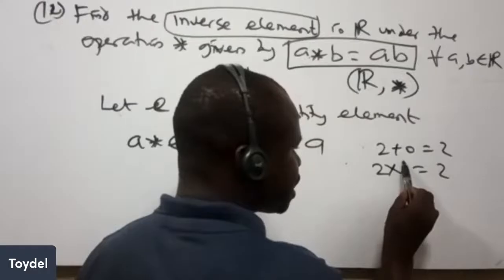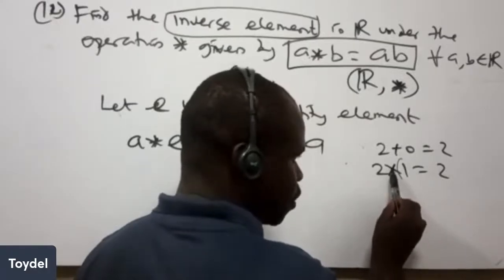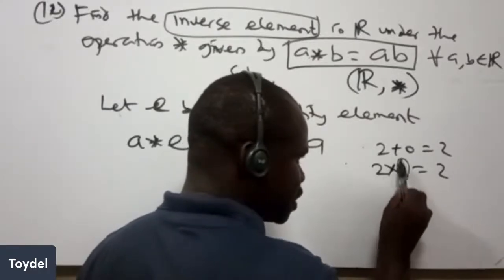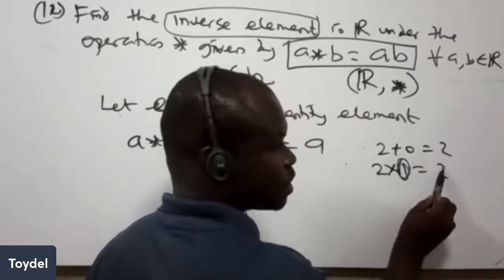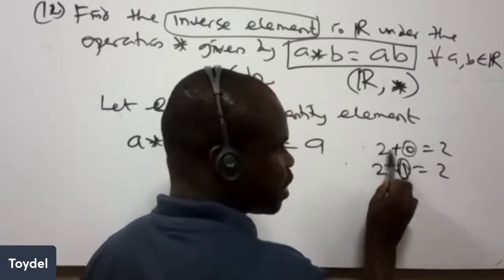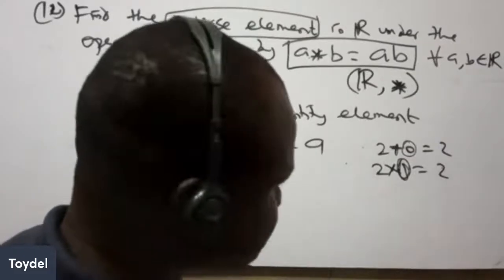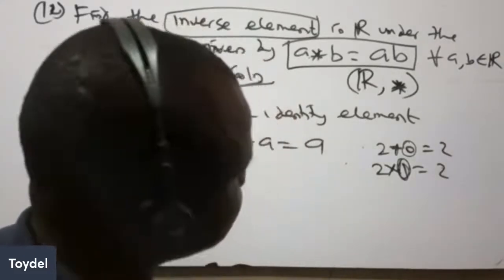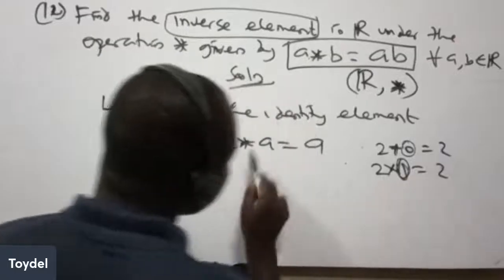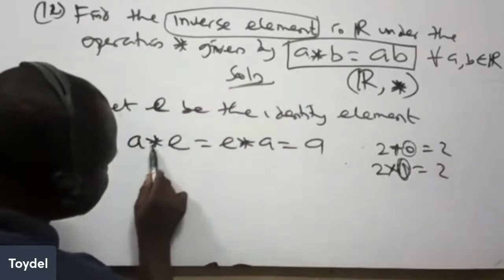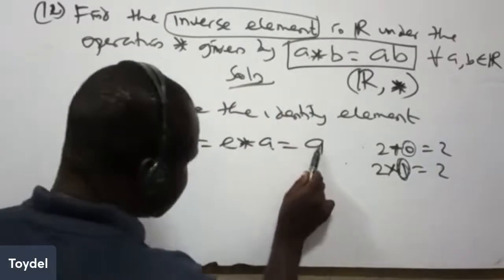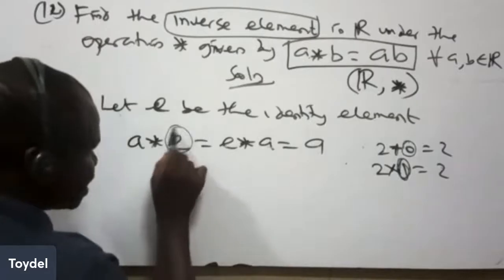It simply means that under the operation, this one is neutral. It does not have an effect on the result. Under addition, 0 doesn't have an effect. Anything you add it to, the value of that thing will retain itself. So in this case, that simply means that A asterisk E or E asterisk A must give us A. That simply means that this E is neutral.